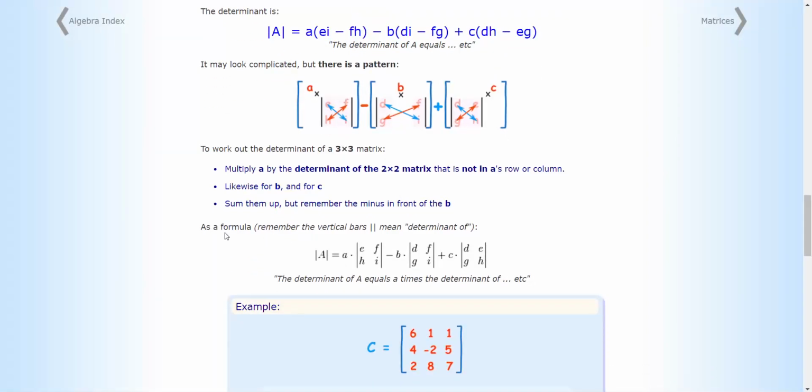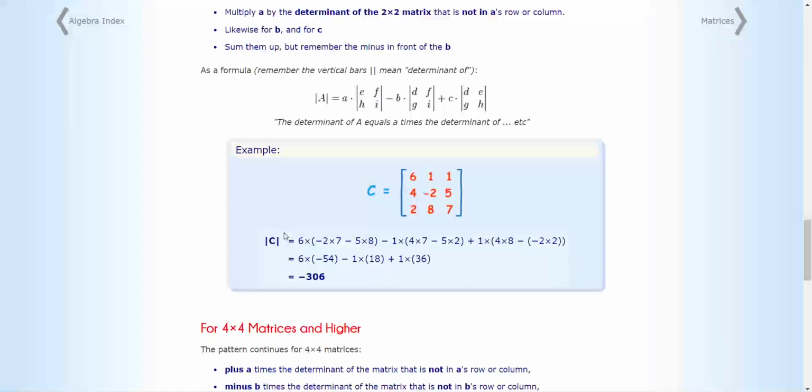As a formula, remember the vertical bars mean determinant of, so A multiplied by determinant of A minus B, and so on. So this is an example where we have 6, 1, so let's take 6, ignore, so it's minus 2 by 7 minus 5 by 8 minus, it's 4 by 7 minus 5 by 2 plus 4 by 8 plus 4.